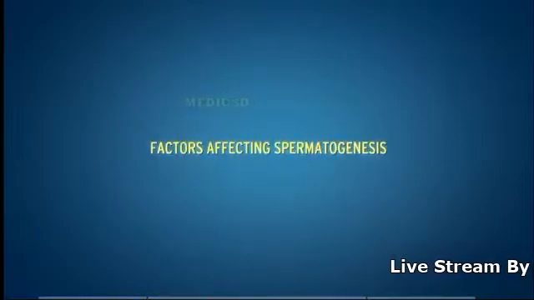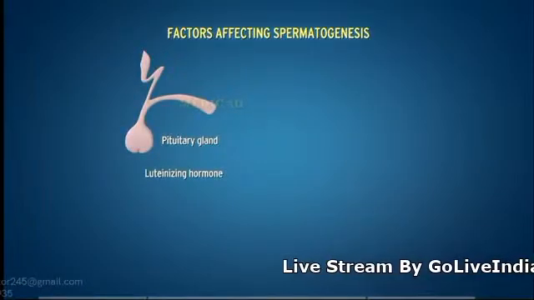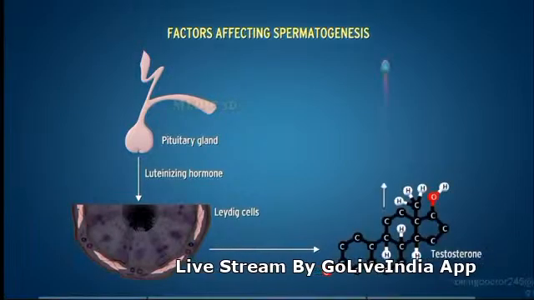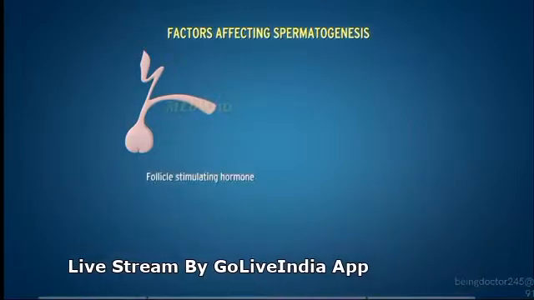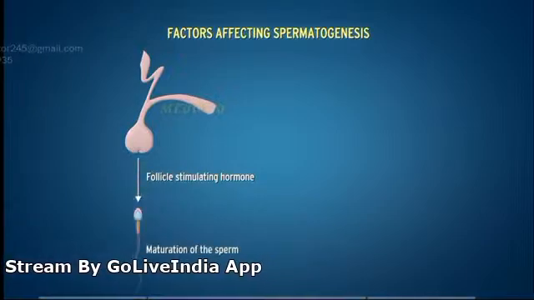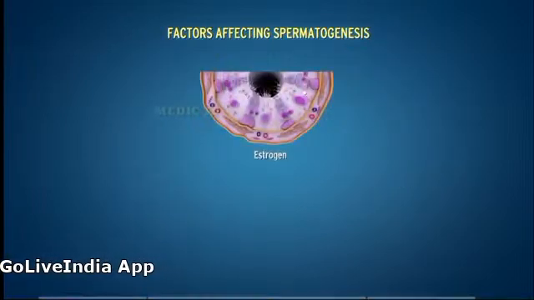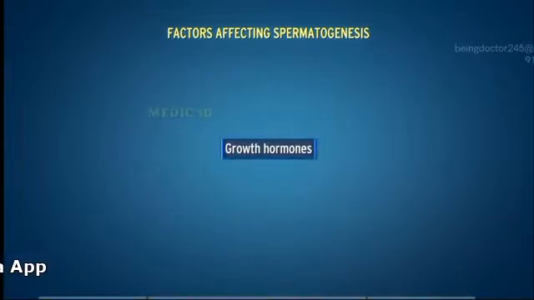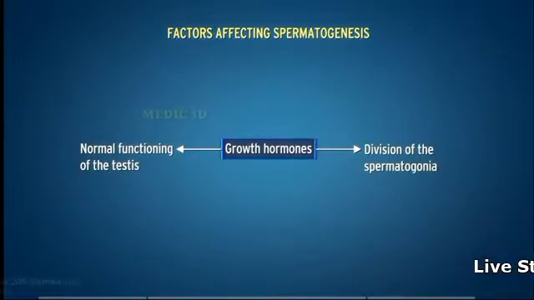Factors affecting spermatogenesis. Luteinizing hormone, which is secreted by the anterior pituitary, stimulates the Leydig cells to secrete testosterone, which increases the formation of sperms. Similarly, follicle-stimulating hormone secreted by the anterior pituitary also facilitates the maturation of the sperm and also initiates the spermatogenesis at puberty. Estrogen, which is secreted by the Sertoli cells, aids for spermiogenesis. Growth hormones are necessary for the normal functioning of the testis and also division of the spermatogonia.